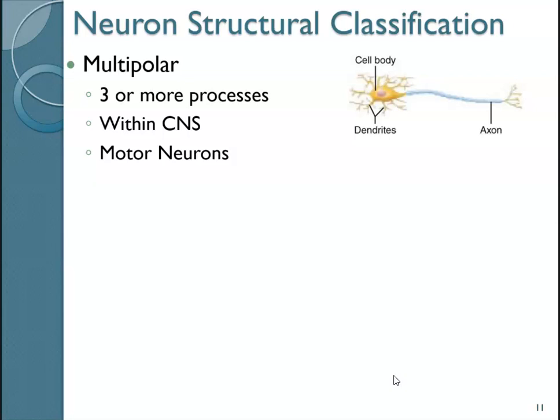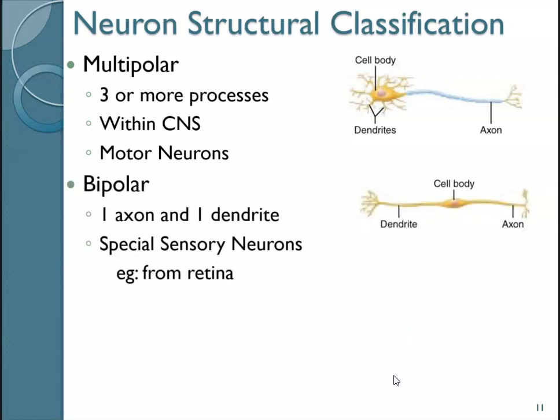Okay, so if I said bipolar, hopefully you would have said 2. So they're going to have 2 processes. One side will be the receiving end, so dendrite. The other side will be axon, the conductive end, right? These are found in special sense neurons. So our 5 special senses are sight, smell, taste, hearing, and equilibrium. Okay, those are our special senses. Those places are where we would find bipolar neurons.